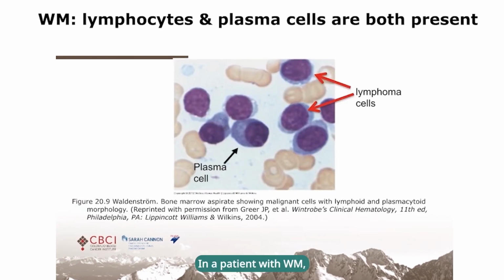And in a patient with WM, when you have the needle put into your pelvic bone and we withdraw the bone marrow aspirate, you can see both these lymphocytes, and I've designated those with a red arrow on this slide, and plasma cells with a black arrow on this slide. And these cells are all related, and you'll find them present in the bone marrow biopsy of each and every patient who carries the diagnosis of WM.